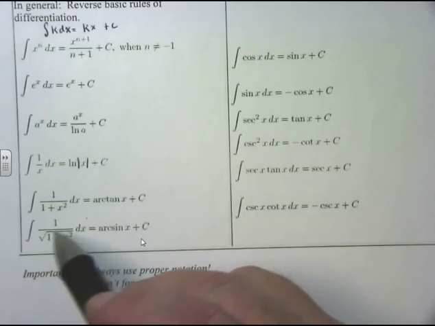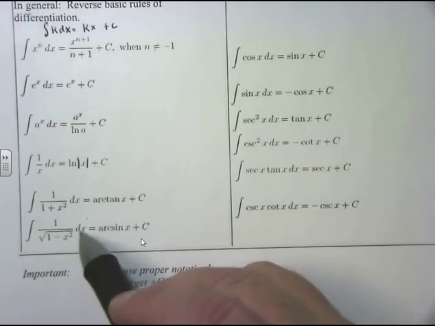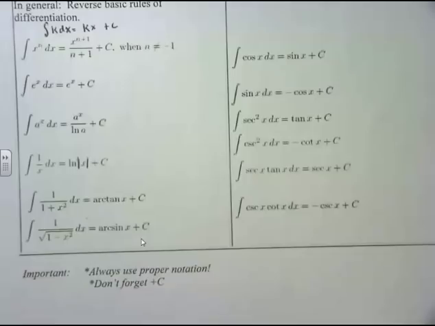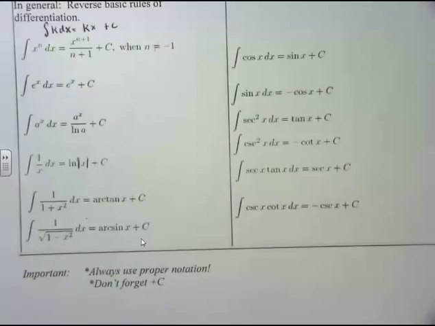Therefore, the integral, antiderivative, of 1 over the square root of 1 minus x squared dx is the arcsine of x plus c. So really, I have all these rules memorized from the derivative. I'm just rewriting them in an antiderivative fashion, and that's what this section is all about.